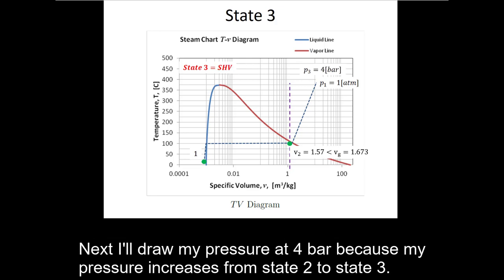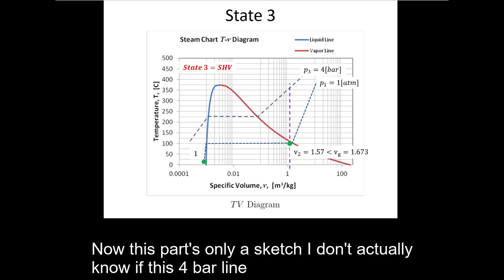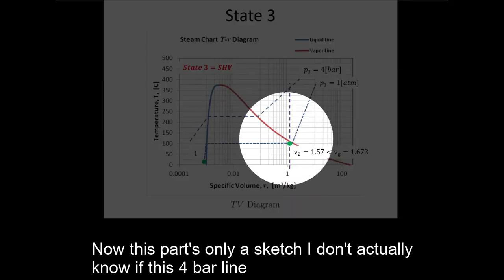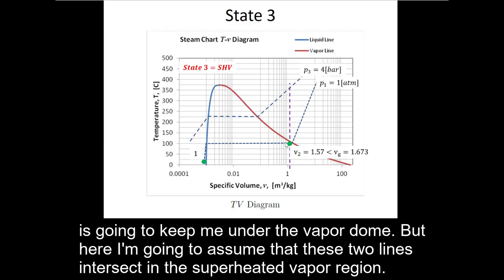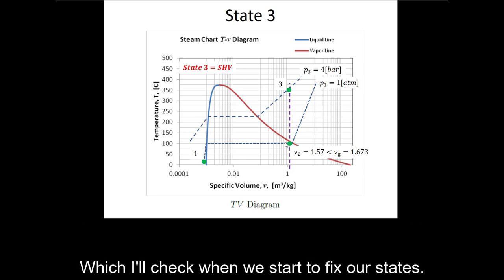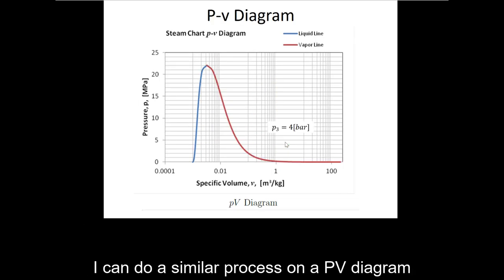Next, I'll draw my pressure at 4 bars because my pressure increases from state 2 to state 3. Now this part's only a sketch. I don't actually know if this 4-bar line is going to keep me under the vapor dome. But here I'm going to assume that these two lines intersect in the superheated vapor region, which I'll check when we start to fix our states. I can do a similar process on a PV diagram.